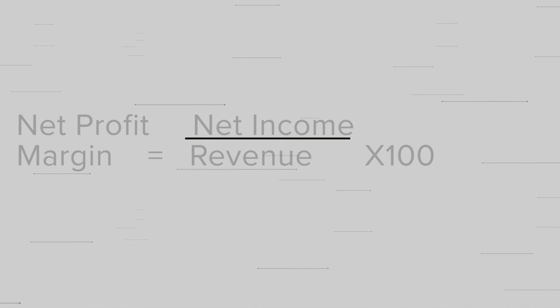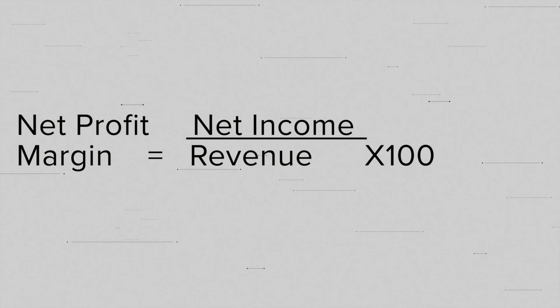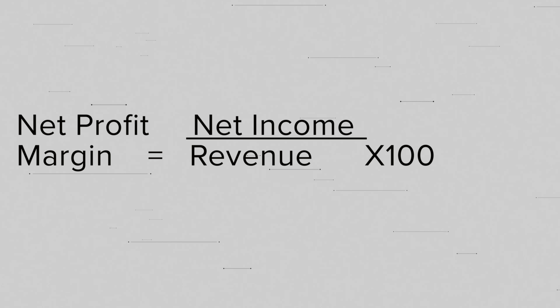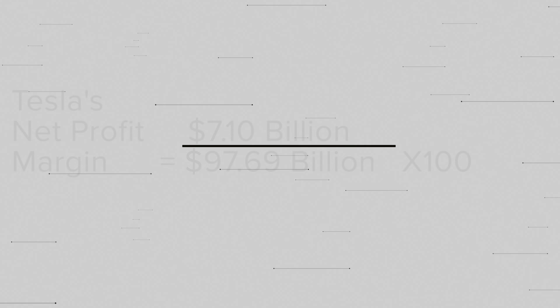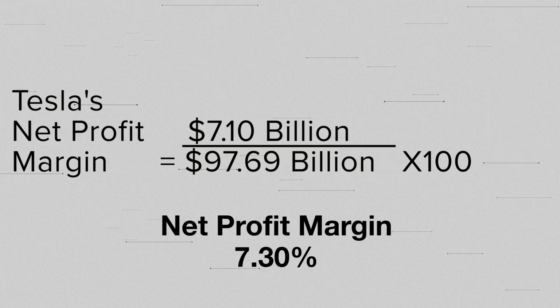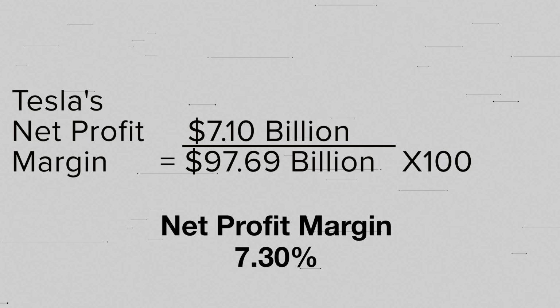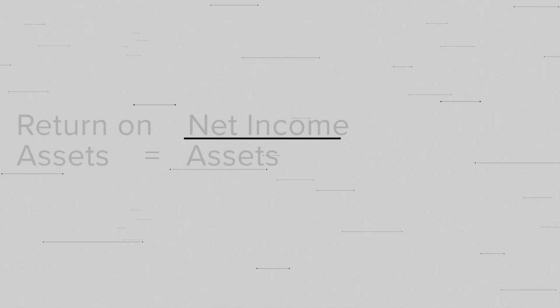Next up, we have the net profit margin. The formula is going to be net income divided by revenue times 100. And this is the final profitability test. It's what's left over after everything: taxes, interest, and other expenses. If your net margin is shrinking, it's a signal to review your pricing, cost, or debt load. Tesla had a net profit margin of 7.3%, and their net income was equivalent to $7.1 billion, and their revenue was $97.69 billion.